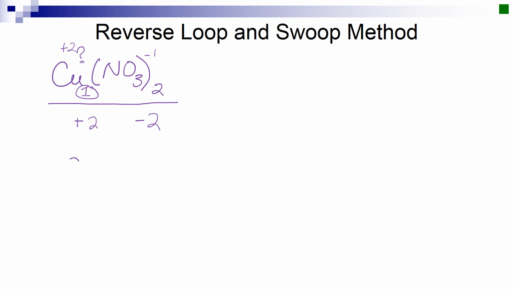Another way you could do this, and this is John's way, which is absolutely awesome, is that reverse loop and swoop. You have to remember that that 1 is not really there, but it's understood. And so what do we do, John? We take that 1 and... Oh, I'm doing it backwards. That's a swoop. That's okay. Then there's a loop. Okay, so either way, we know that copper is going to be a +2.